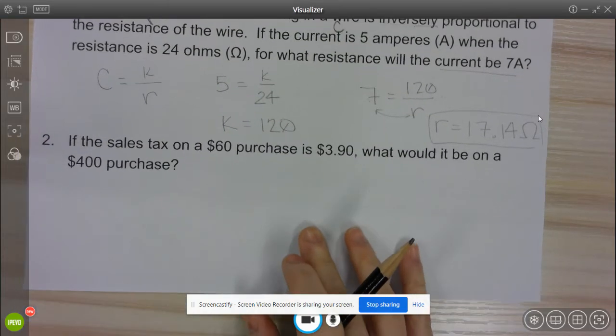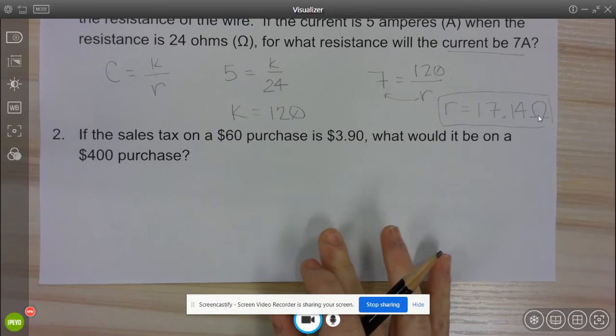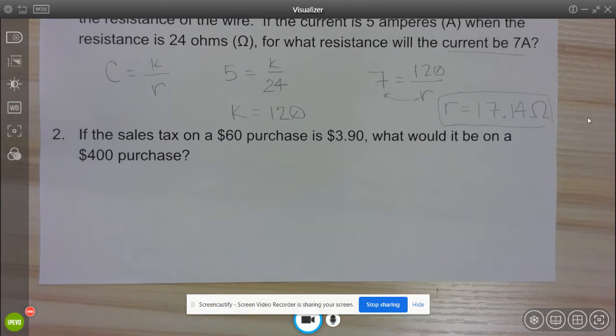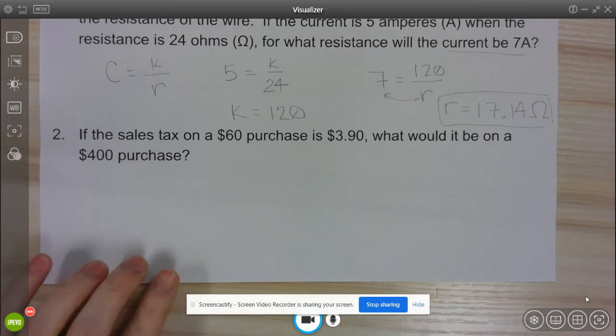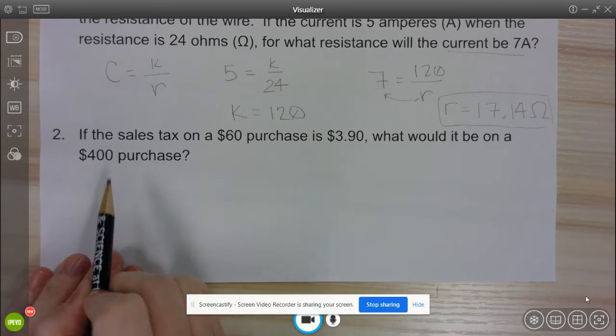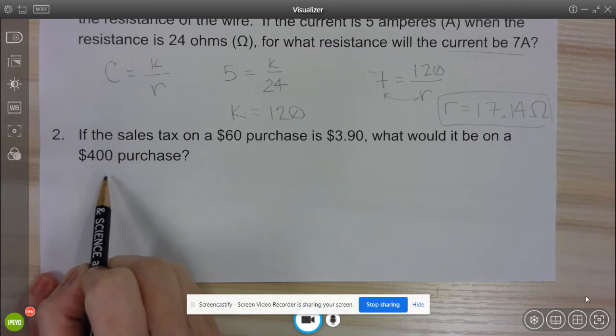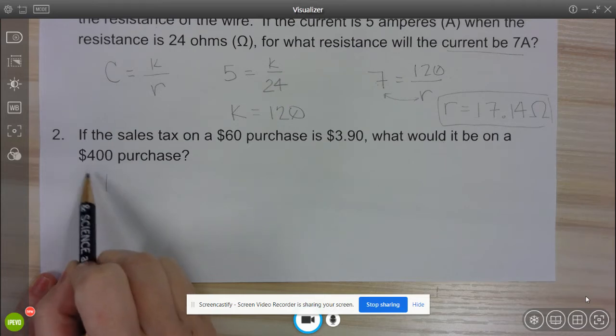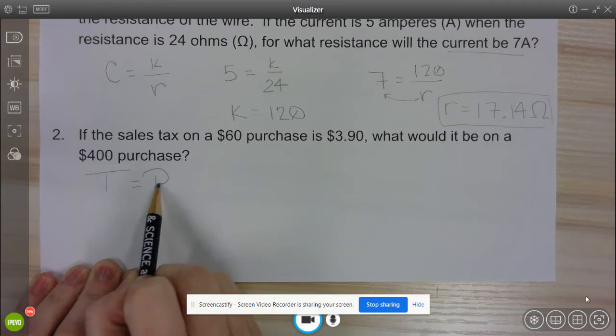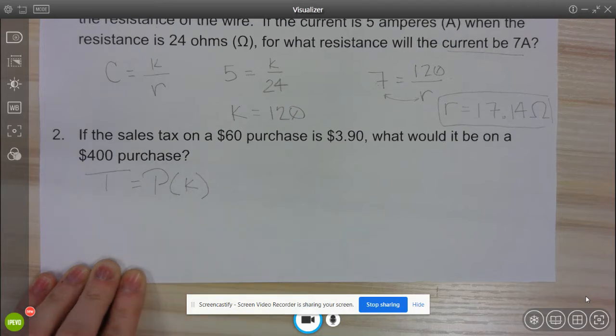This next question is about sales tax. And sales tax we know is direct because if the purchase value goes up, the tax also has to go up. The purchase value goes down, the tax would go down. So I know that's direct. So I know that my tax is equal to my purchase price times whatever my constant is.